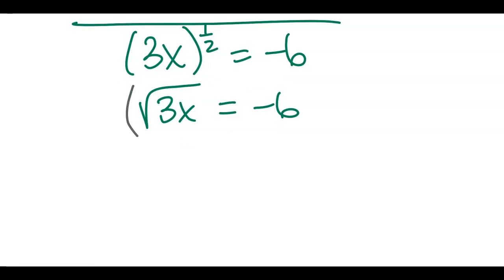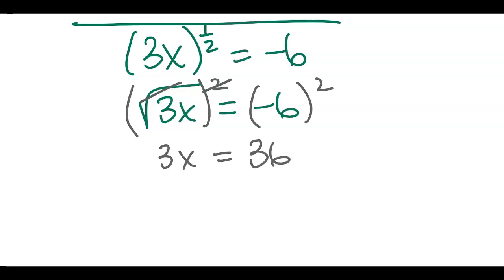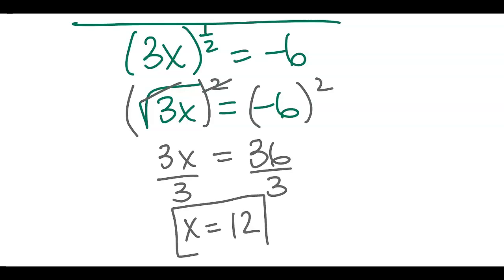We probably should square both sides. That'll get rid of that radical. So when you square root something that's already being squared, that cancels. So you're left with 3x equals, what's 6 squared? 36. And then from here, we'll just divide both sides by 3. So x is going to equal 12. Just 12.